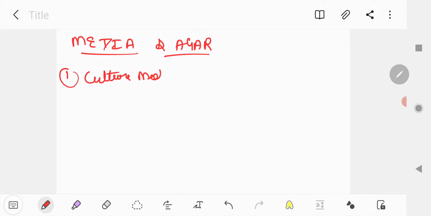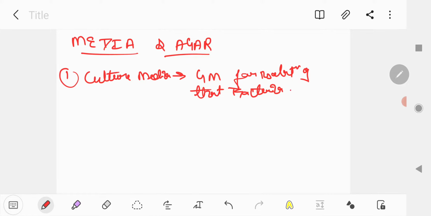Culture media. Okay, so what is the culture media? It is the growth media for isolation of that bacteria. So what are its constituents? What are the culture media is made up of? So basically there are three things mainly. First is the water, electrolyte, and third is peptone.